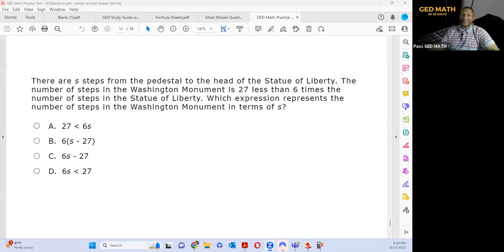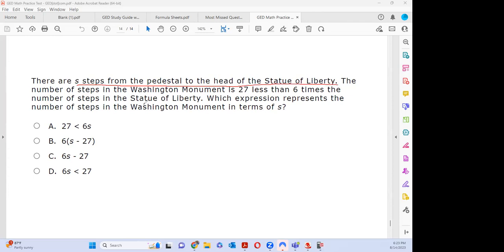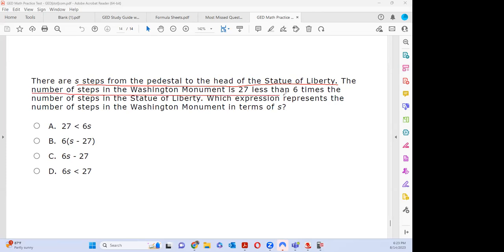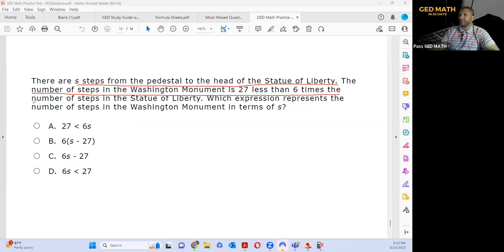There are S steps. Remember, identify what's given to you. So there are S steps from the pedestal to the head of the Statue of Liberty. The number of steps in the Washington Monument is 27 less than 6 times the number of steps in the Statue of Liberty. Oh my God, I don't know how to do this problem, Mr. Tinsley. I'm lost already. No.